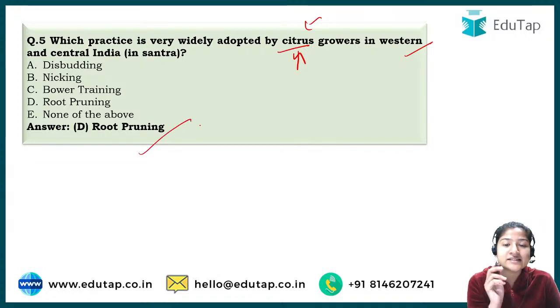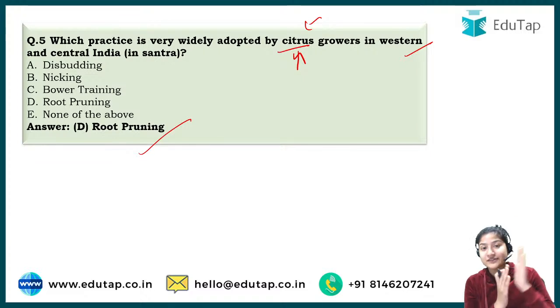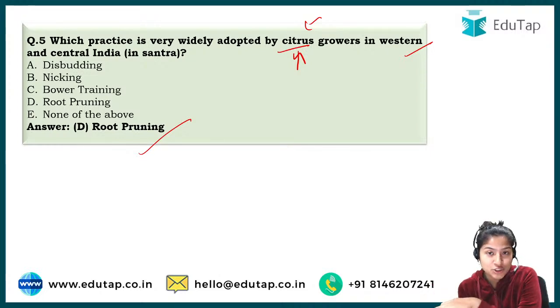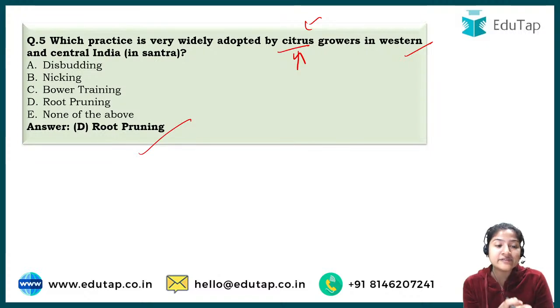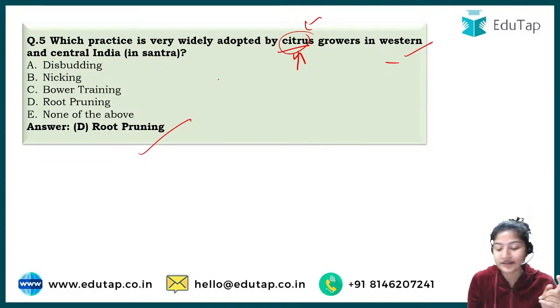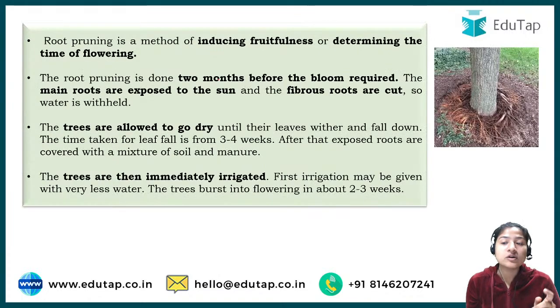And I'll explain what root pruning actually is. The first one that we did, the previous one of the mulberry, that was root cutting: cutting down of roots and then using it as an asexual reproduction to grow a new plant. Here we talk about root pruning. This is followed in citrus, especially in western and central India. So here is that method.